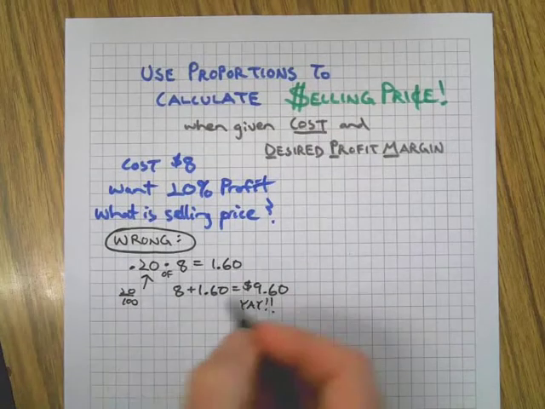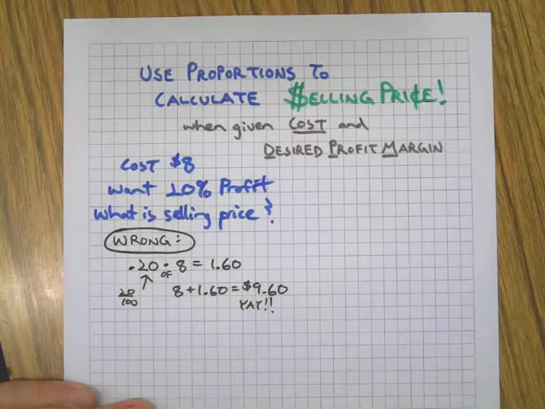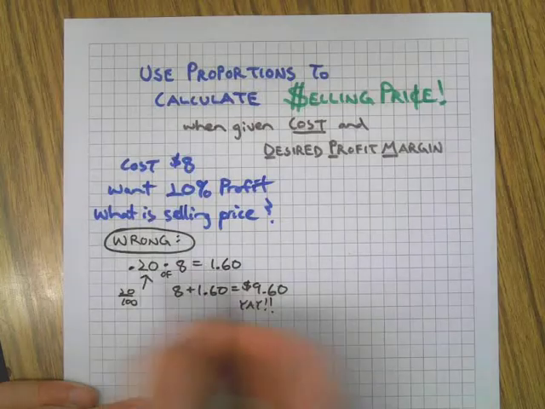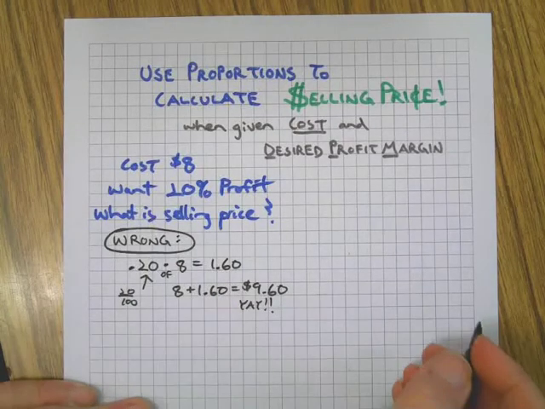And of course that is the wrong way. But let's see what went wrong here. This is what you would do if you were going to add a tip. If you had an $8 food bill and wanted to add a 20% tip, that's what you would do.